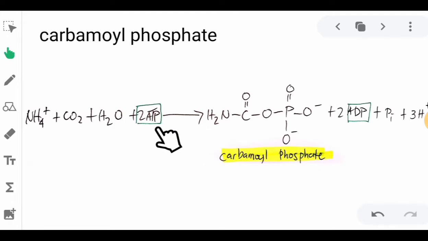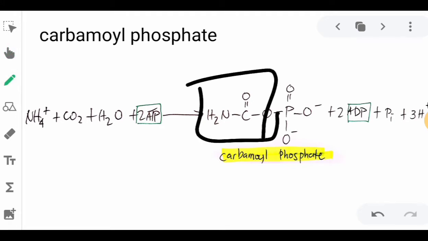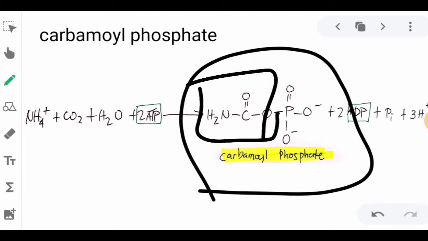The ATP will be converted to 2 molecules of ADP and 1 inorganic phosphate, because 1 phosphate has been attached here in the amide group. This is the amide group. Okay. So, this is now the carbamoyl phosphate. And then, the carbamoyl phosphate can now enter the urea cycle.